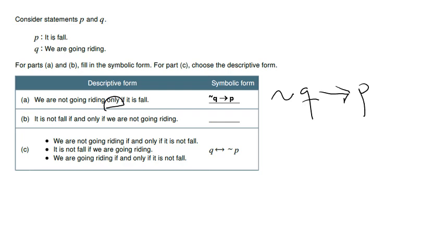For B, it is not fall if and only if we are not going riding. So it is not fall, not P. We are not going riding, not Q. Joined together with the if and only if, not P, if and only if, not Q. Next, take our symbolic form, express it in words. Q is we are going riding, if and only if it is not fall. We are going riding if and only if it is not fall, the last one.